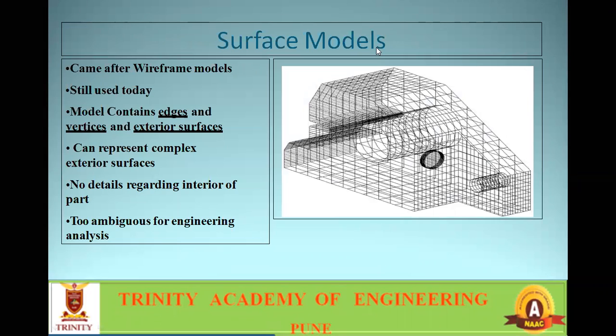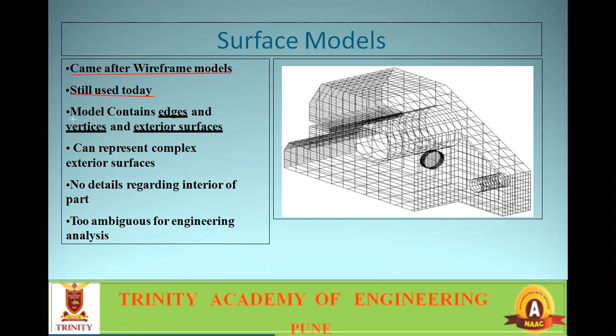Next one, the surface model, came after the wireframe model. It is still used today, because sheet metal surfacing is there. Now I will take some practical examples. If 1D is there, we can go for beam analysis. I will let you know later because it will create a lot of confusion, since it is part of final year study and you need to know the software at least before that. So I will tell you later. It came after the wireframe model, and it is still used.